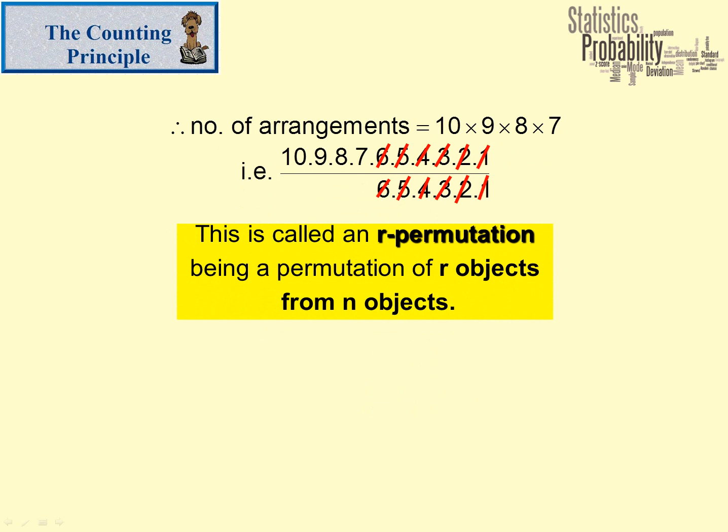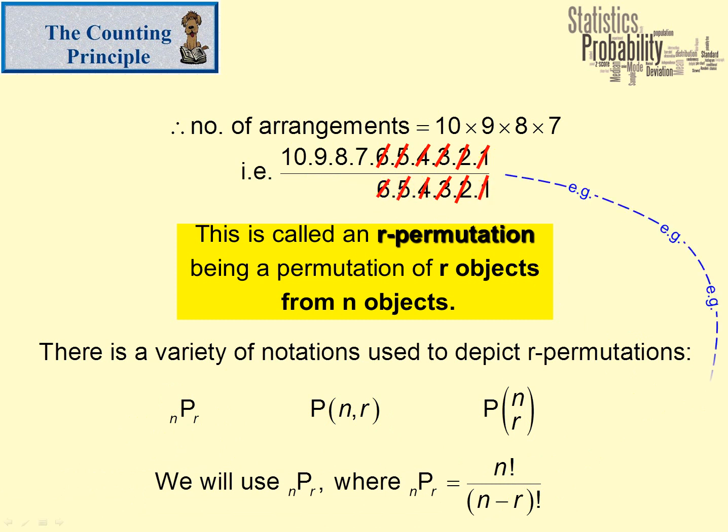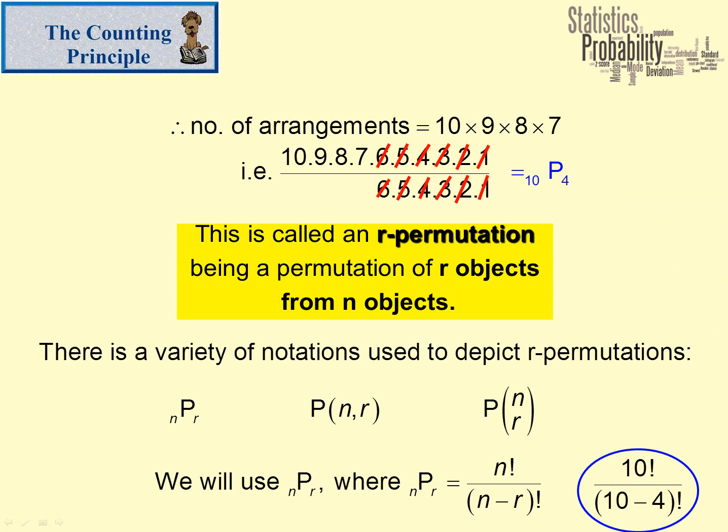So this is called an R permutation, being a permutation of R objects from N objects. We can use a number of notations. There's even more. There's a superscript N and a subscript R as well. But we're going to use this first one. And that means N factorial over N minus R factorial. So the N is the 10 and the N minus R is the 6. So our book arrangement is 10P4.